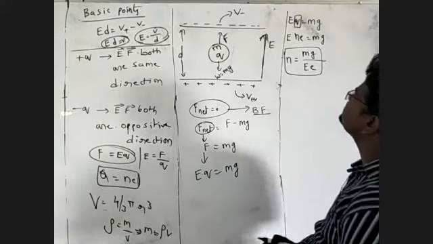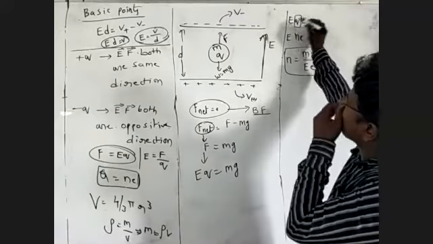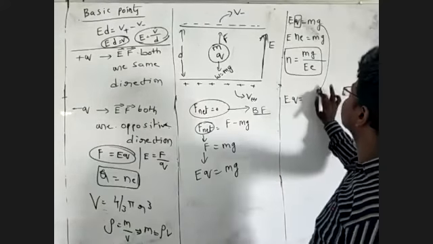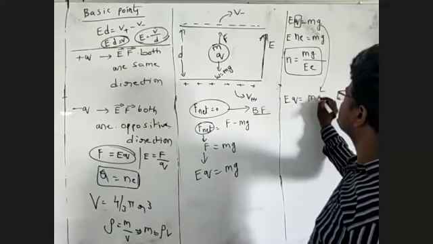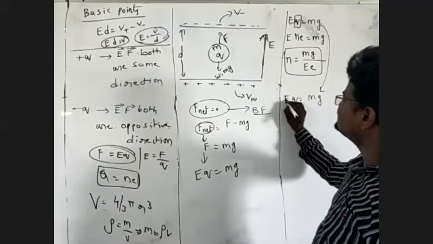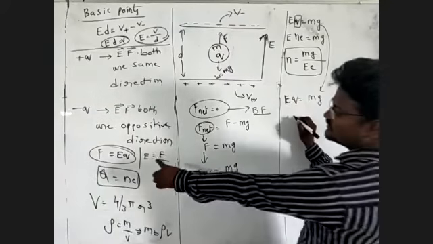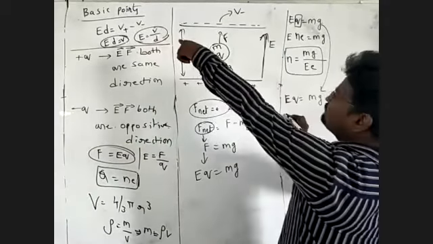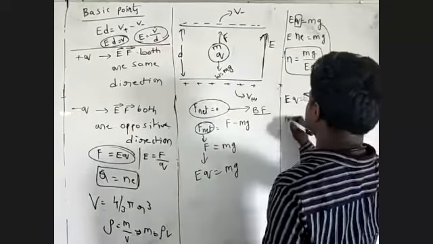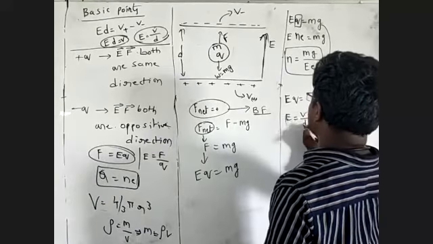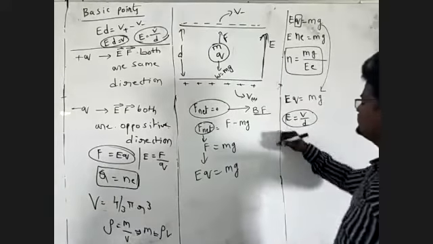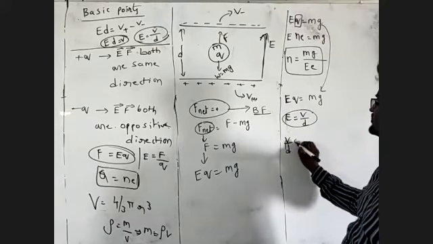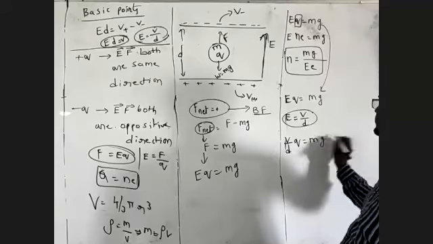Now you see the equation. Next, I'm taking this equation that I'm writing here: EQ is equal to mg. E means electric field, so E is equal to V by D, volt by distance. So VQ by D is equal to mg.